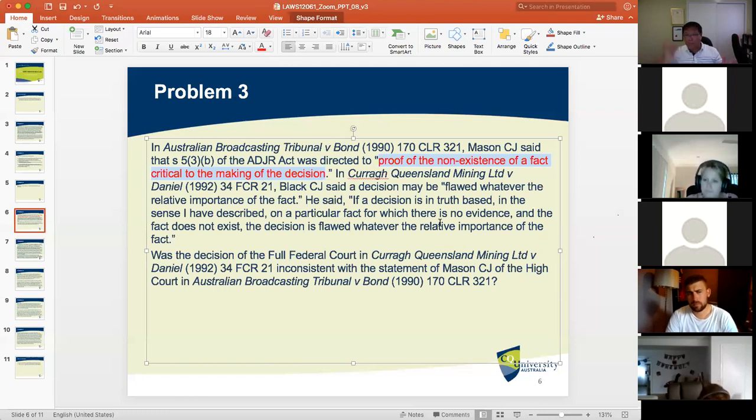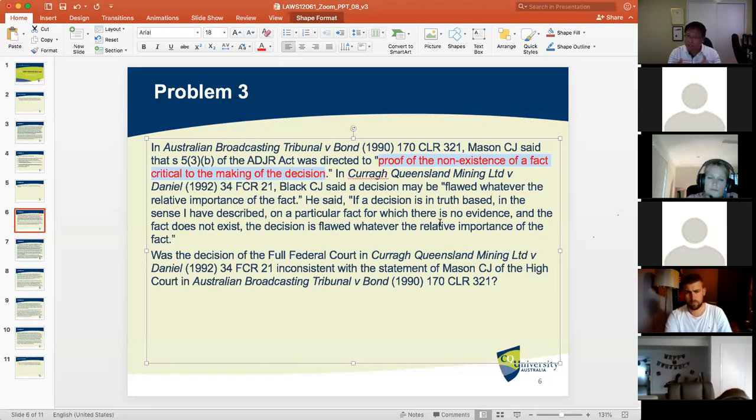Now, problem three, the one we're facing now, is different because we are saying that there is no evidence in the making of the decision. That's the point there. However, the mere fact alone that there is no evidence to support a finding of fact will not mean that you now have a ground for judicial review under the ADJR Act, because the requirement is that the finding of fact must have been critical to the making of a decision, regardless of its importance. But it must have been critical to the making of the decision, and in fact, there is no evidence to support that finding of fact.